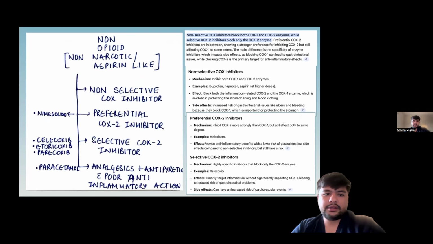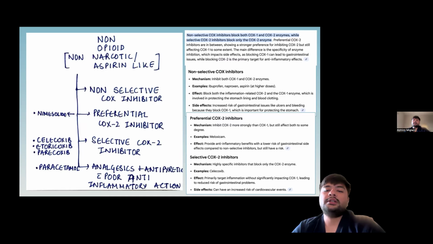So the other ones include preferential COX-2 inhibitors, which are nimesulide; selective COX-2 inhibitors, celecoxib, etoricoxib, parecoxib; and analgesic-antipyretics with poor anti-inflammatory action, paracetamol. The non-selective COX inhibitors block both the COX-1 and COX-2 enzymes, while selective COX-2 inhibitors block only the COX-2 enzyme. Preferential COX-2 inhibitors are in between, showing a stronger preference for inhibiting COX-2, but still affecting COX-1 to some extent.